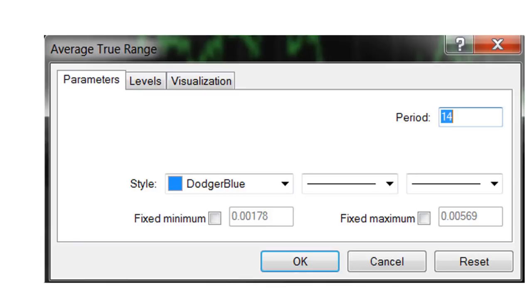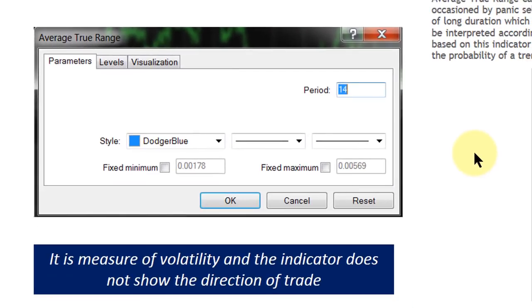It's very easy. It's basically showing you the volatility of the currency over a period of time, measured by what I say is the candle size, and that's good enough for you to understand what it means. And also, very important to understand this measurement.